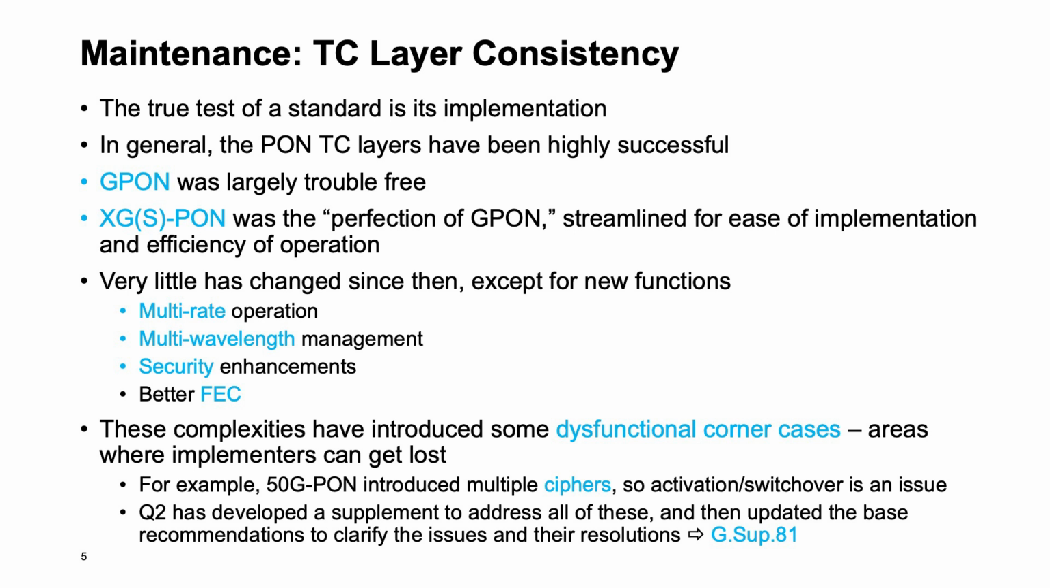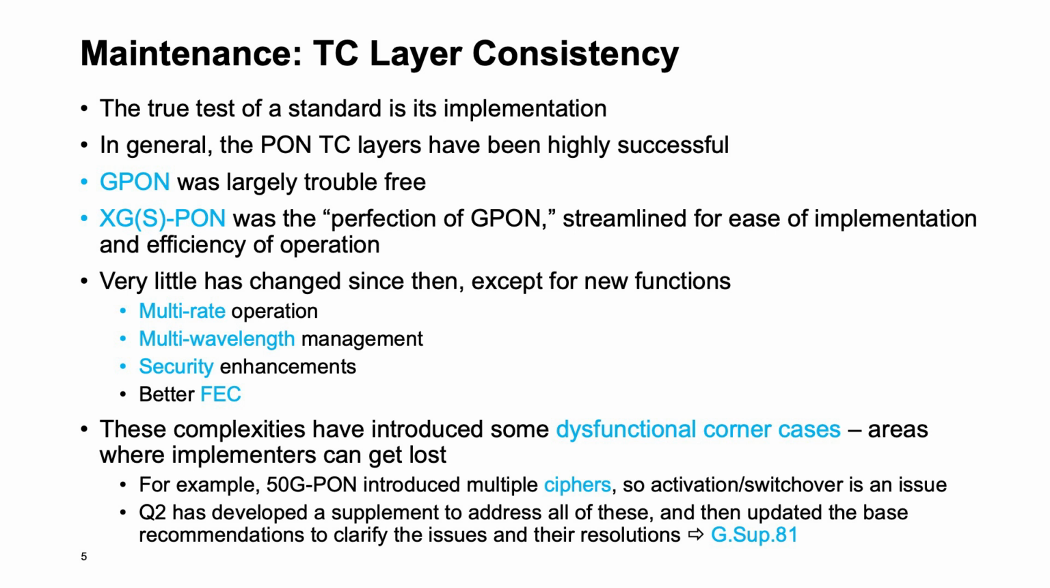There's a few notable additions. So we now have multi-rate operation in our systems, so you can have mixed rates, for example, in the upstream. Also with the TWM systems and the WDM-PON, we have multi-wavelength management to deal with. Also, there's been requests for some of the new applications for PON to have higher or enhanced security. And also one thing we've had to do as we up the line rates is improve our forward error correction capability, for example, with LDPC and 50G PON.